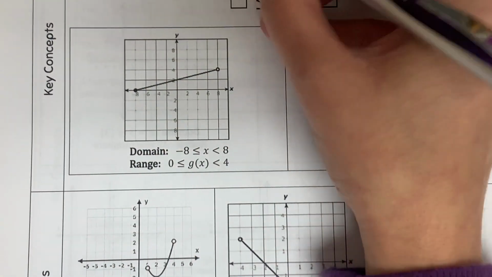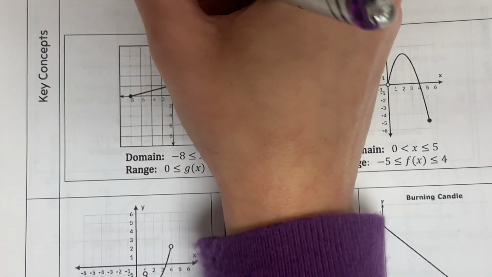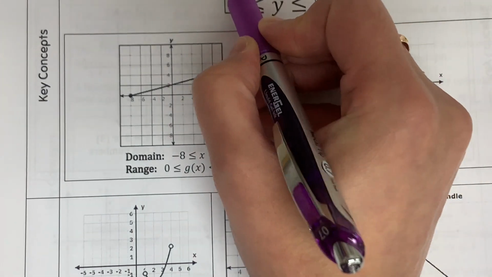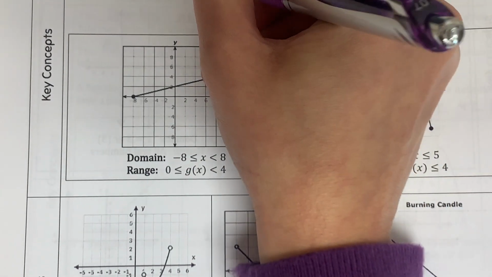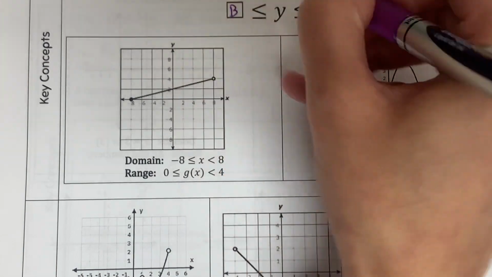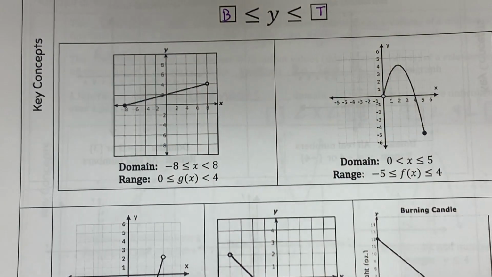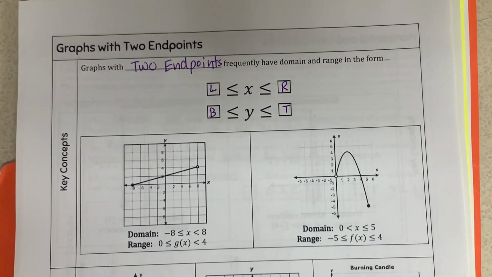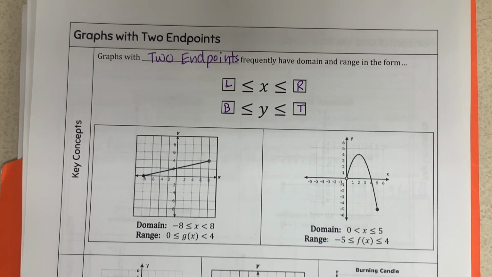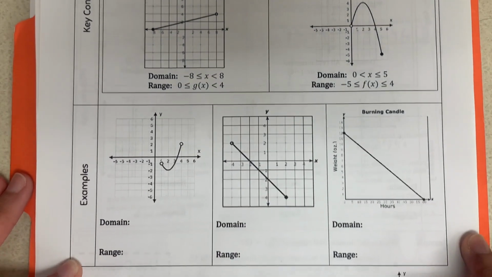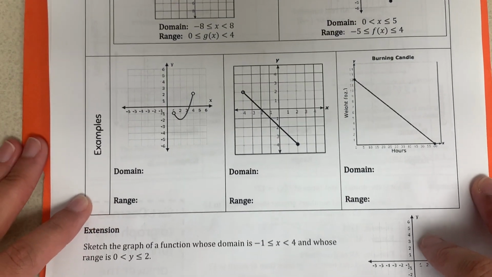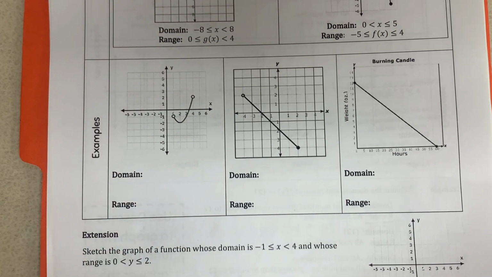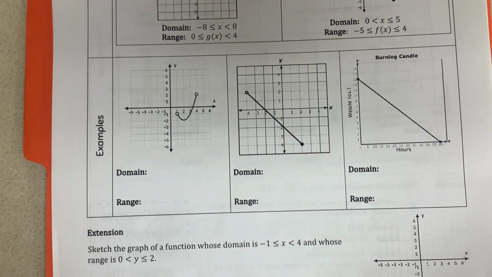If it has 2 endpoints, you are going to have 2 numbers. So there will be a number here, there will be a number here. This is left and this is right number. This is bottom and this is top number for the domain and the range. So 2 endpoints and then you have numbers. At this point, you already know how to do it. We have done it multiple times. And I'm using the same format.